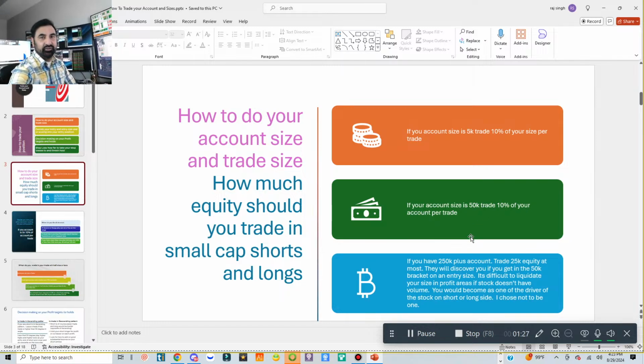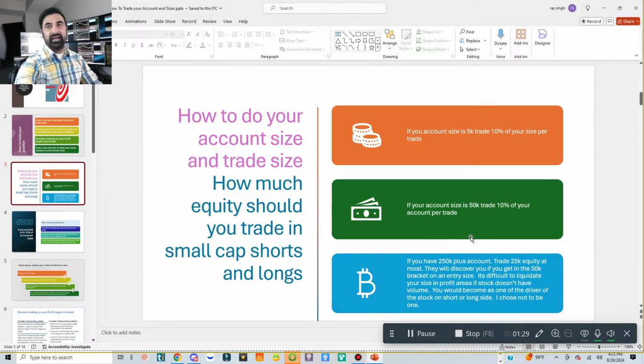Now the key question is, if you have a 250K plus account, what do you do then? Don't go over 25K equity. If there's no volume, then you're going to have a liquidity issue. They will also discover you the minute you go 5, 10, 15, 20, $30,000. Algos can see, just like we can see volume profiling, they can see who's coming in and how long they're holding.